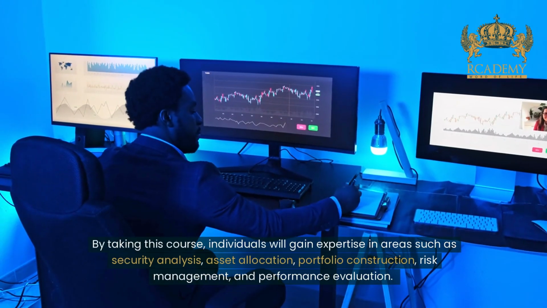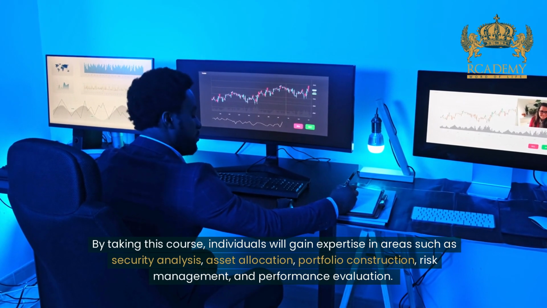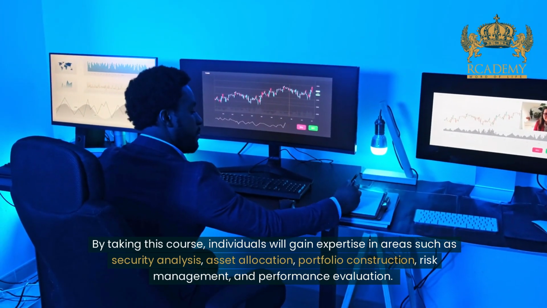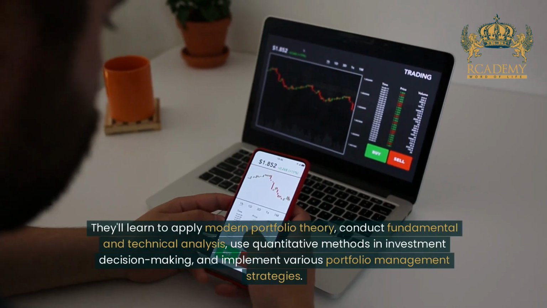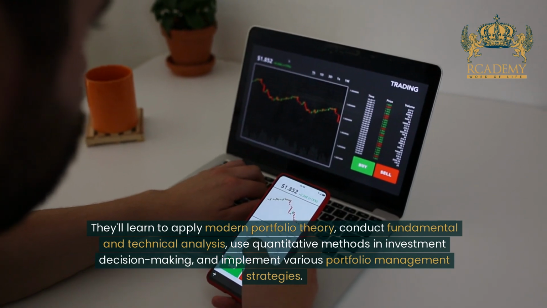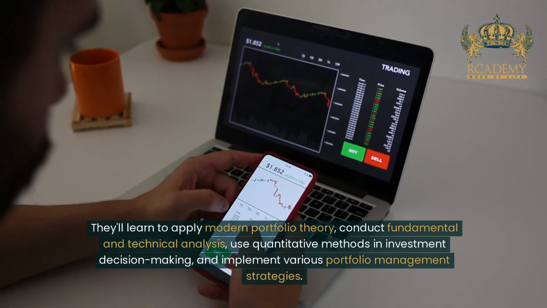By taking this course, individuals will gain expertise in areas such as security analysis, asset allocation, portfolio construction, risk management, and performance evaluation. They'll learn to apply modern portfolio theory, conduct fundamental and technical analysis, use quantitative methods in investment decision-making, and implement various portfolio management strategies.